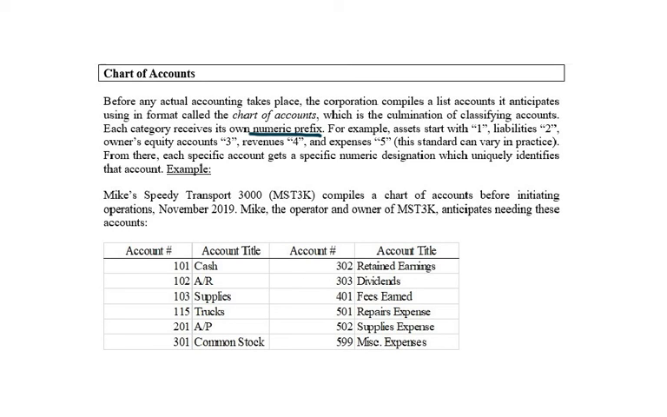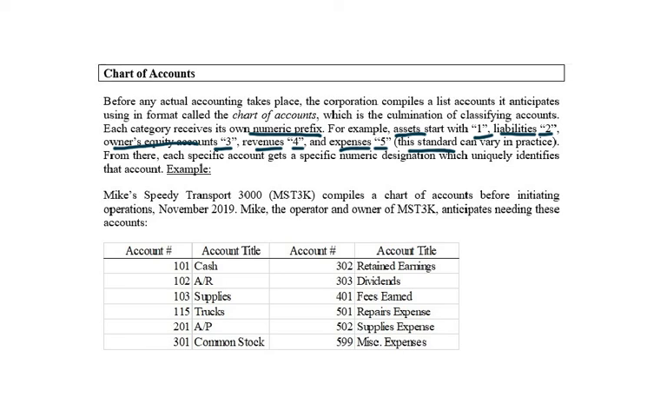So your basic chart of accounts starter kit is going to look like so. Assets will begin with the number 1, liabilities 2, owner's equity accounts 3. You'll see what that means in a moment exactly. Revenues 4, and then expenses begin with 5.